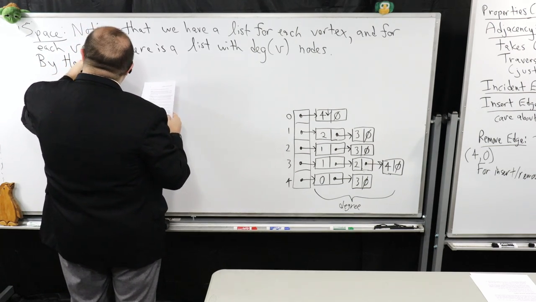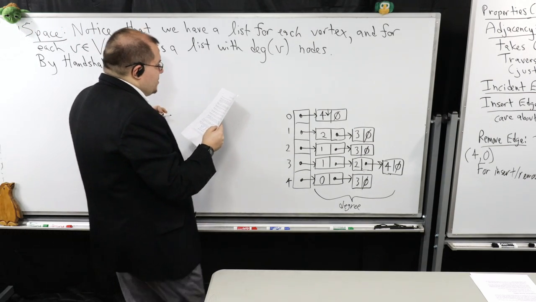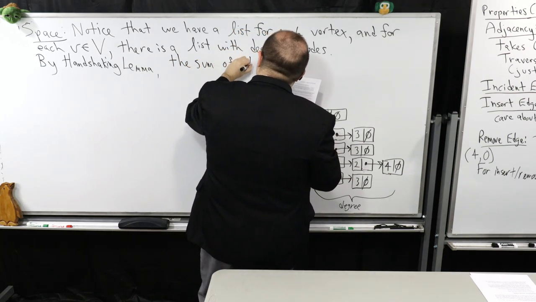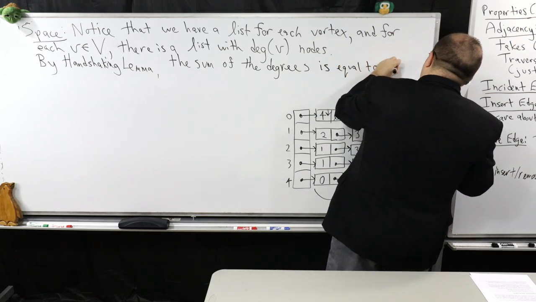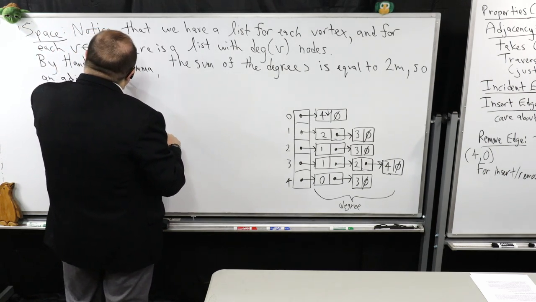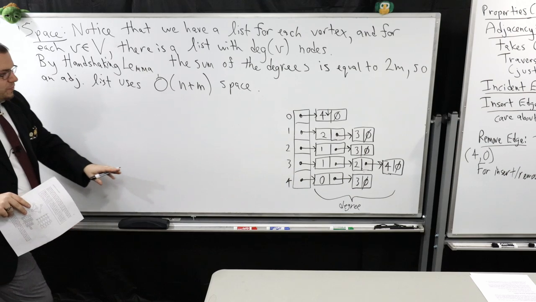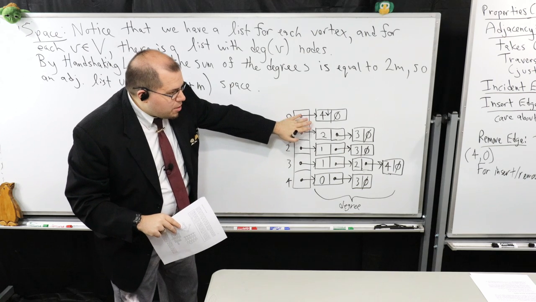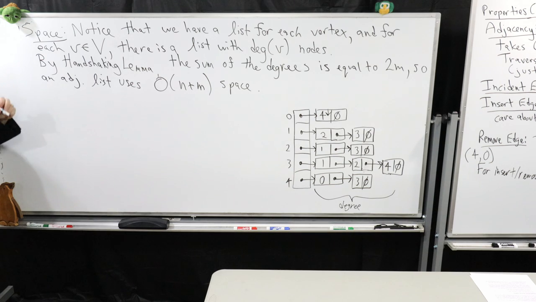By the handshaking lemma, let's use it because it tells us what the sum of the degrees over all the vertices is, right? By the handshaking lemma, we know the sum of the degrees is equal to 2m. So an adjacency list uses big O of n plus m space. Does everybody see that? For all of what I have here on the right side, I require big O of m space. Then I have my array that's going to store all these pointers. We know that's going to be big O of n. So I'm just slamming those together. Does everybody see that? So this is an interesting application of the handshaking lemma.